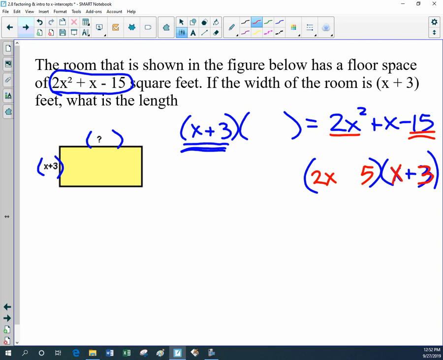And what is it? Yes, this tells me the signs are different. This sign's already positive, so this would have to be negative. So the length is 2x minus 5.